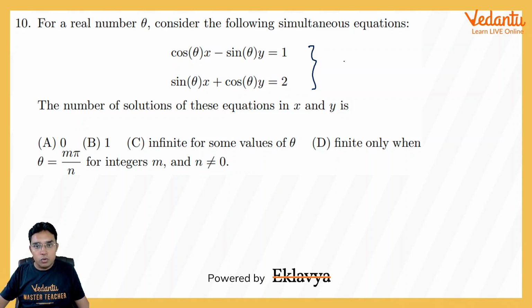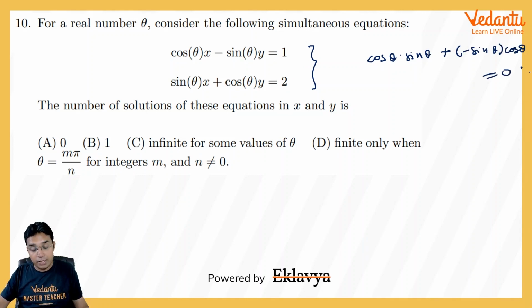Now to do that, I think you can check the product of coefficient of x, which is cos theta into sin theta, plus product of coefficients of y, which is minus sin theta into cos theta. And if you check, this becomes equal to 0. And that's a very important result in straight lines, that these two lines are perpendicular. So these lines are perpendicular, yes or no?